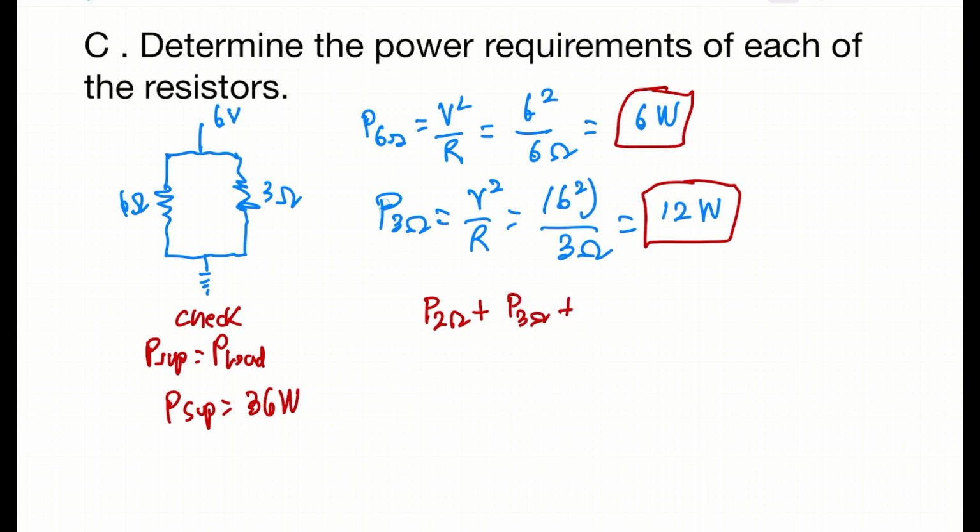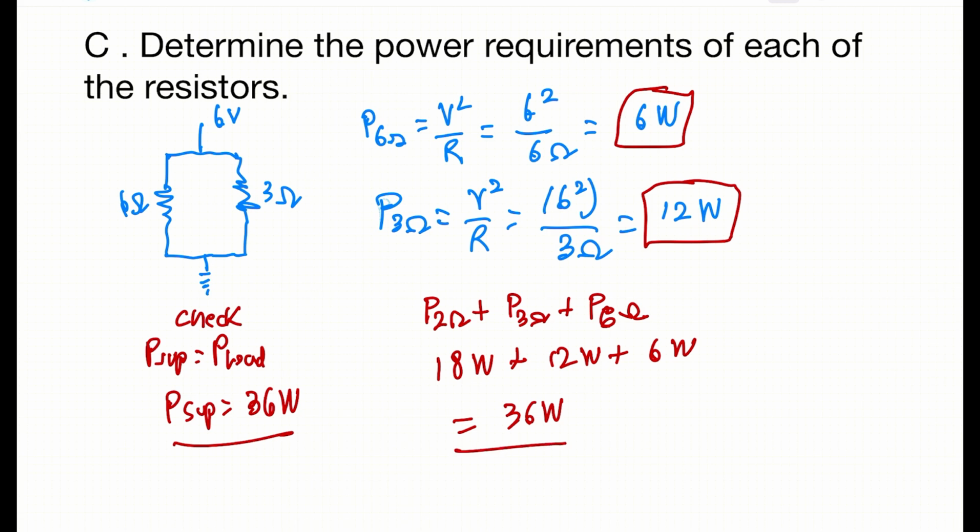We've got these 3 resistors, and we calculated already that that was 18 watts plus 12 watts plus 6 watts. Now that's 18 plus 12 is 30 plus 6 is 36 watts. So this agrees with that. So that's a good check of all of our math and our problem, because the power in is equal to power out. Energy is conserved.